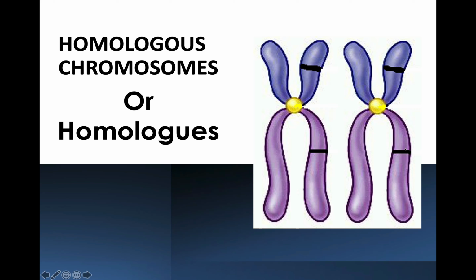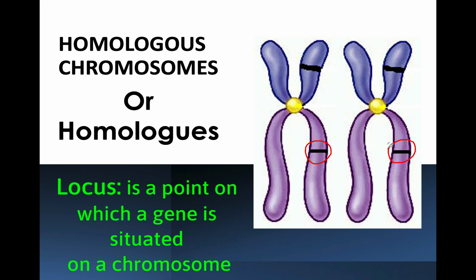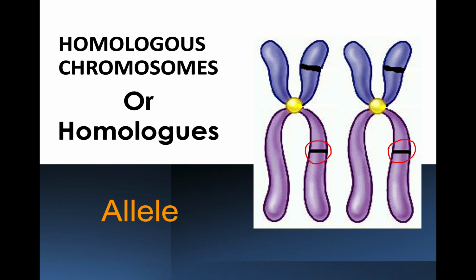Now, on these homologous chromosomes or on these homologs, you will find that they have genes. So the gene that's in this area here of one partner, one homolog, there's also another gene at the same position on the other partner or on the other homolog. The gene that's in the partner at the same locus. Locus is the point in which a gene is situated on a chromosome. So the one on the same locus as the partner is known as the allele of the other.